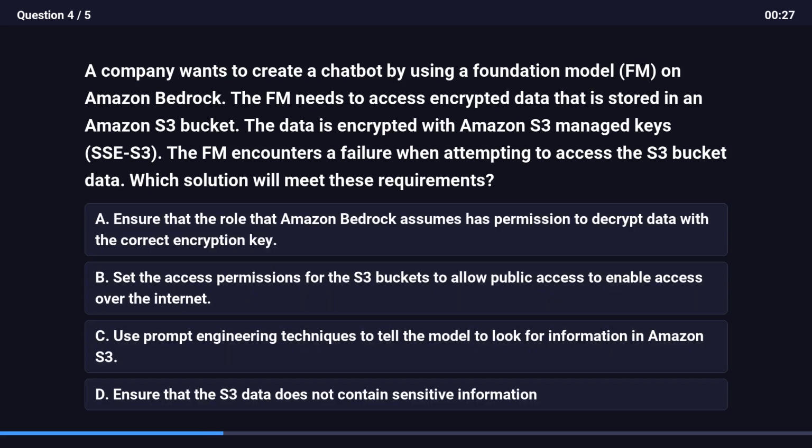A. Ensure that the role that Amazon Bedrock assumes has permission to decrypt data with the correct encryption key. B. Set the access permissions for the S3 buckets to allow public access to enable access over the Internet. C. Use prompt engineering techniques to tell the model to look for information in Amazon S3. D. Ensure that the S3 data does not contain sensitive information.